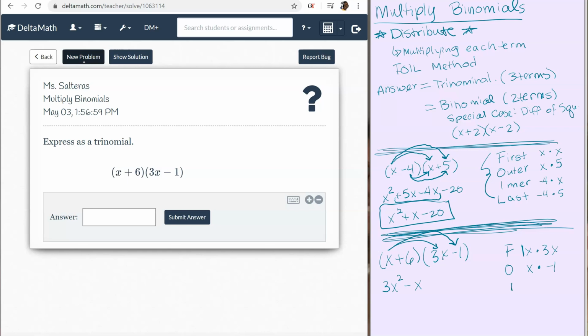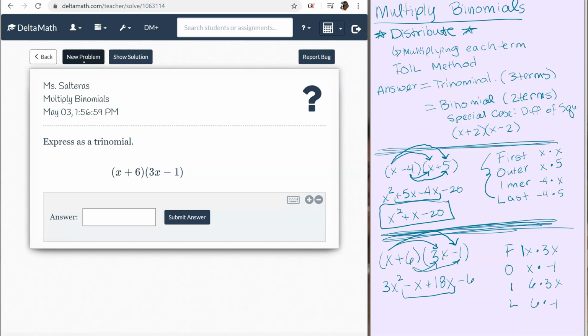All right, inner, so underneath, 6 times 3x. All right, so 6 times 3, that's going to give you a positive 18, and the x just comes along for the ride. And lastly, the last two terms of each one, 6 times negative 1 gives you a negative 6.